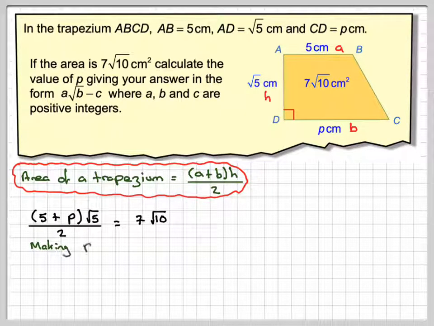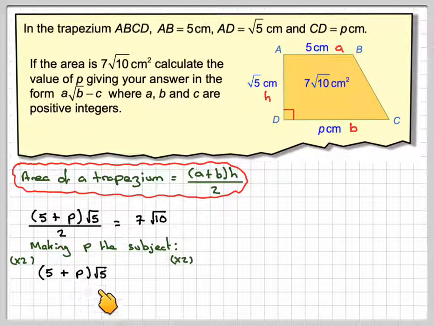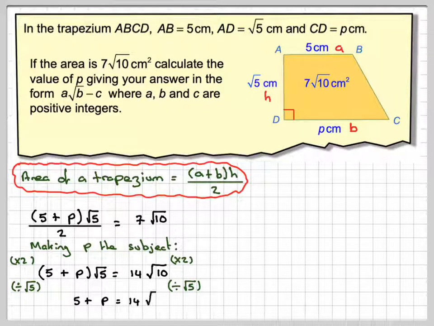Right, now we need to make P the subject, because we have to find the value of P. So first step, obviously dividing by 2 here, so we need to multiply both sides by 2. That will give me 5 plus P, root 5 on this side. Then 2 times 7 is 14, so we're going to have 14 root 10 on this side. Next, we're going to divide both sides by root 5. So on this side we'll have 5 plus P is equal to, and then we're just going to leave this as 14 root 10 over root 5.